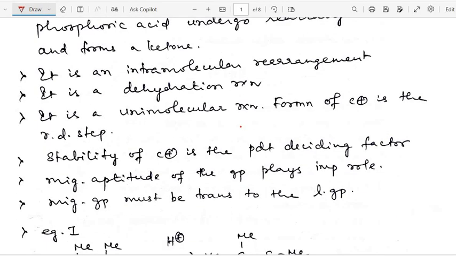And stability of the carbonium ion is the product deciding factor. And migrating aptitude of the group plays an important role here. The migrating group must be trans to the leaving group. The group which is trans to the leaving group will get migrated.